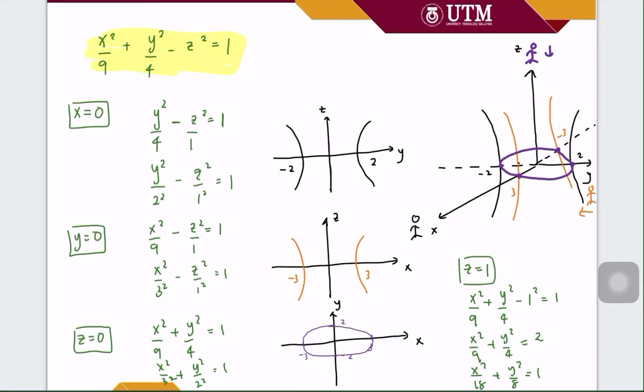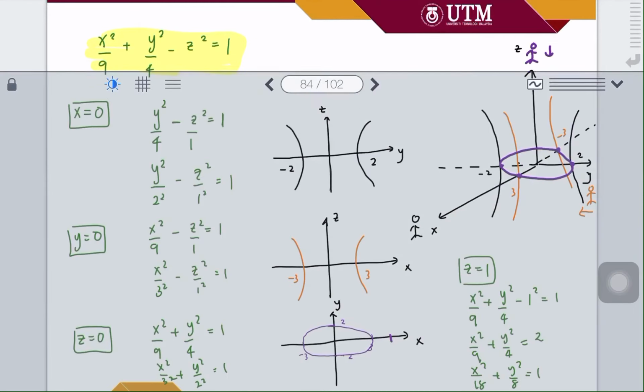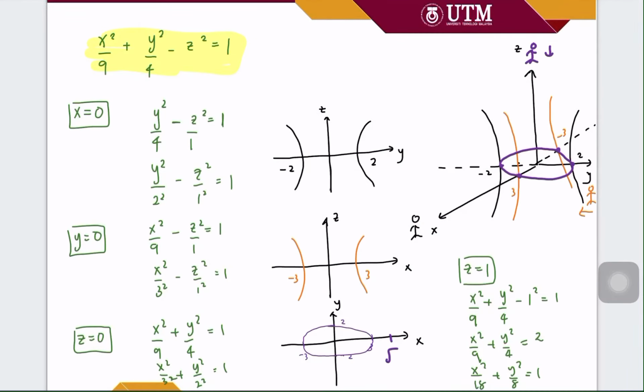Of course it will be bigger from z equal to 0 to z equal to 1. So here x is maybe square root of 18, and then y also will be square root of 8. So it will be bigger. Then you can label your level curve, which is this one is z equal to 0, and let's say this one is z equal to 1.